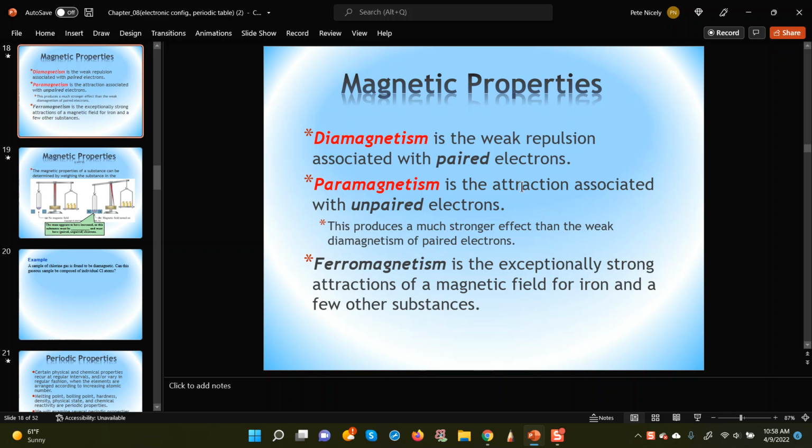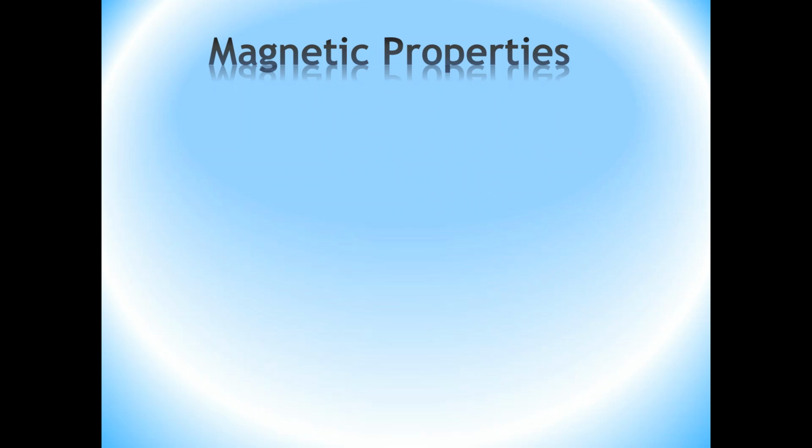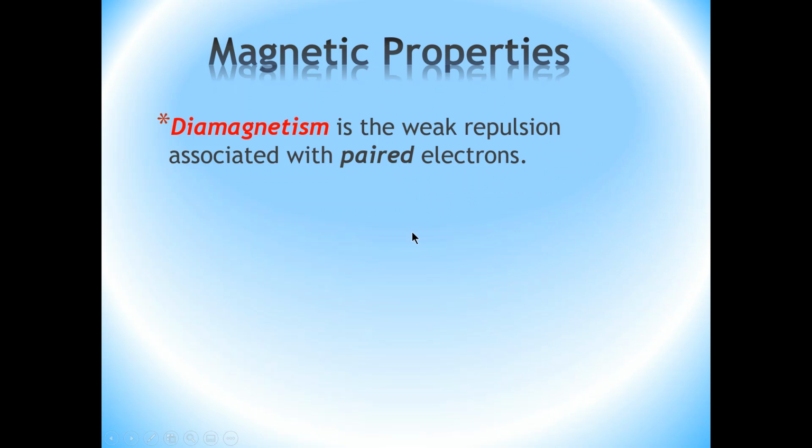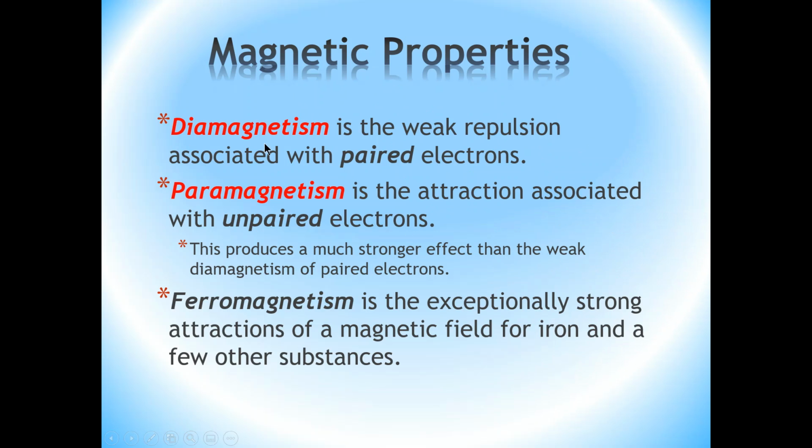So in this section, we'll be talking about the magnetic properties of atoms and how it's related to their electronic configuration. As you can see on the screen, there are three types of magnetic properties. We have diamagnetism, paramagnetism, and ferromagnetism.